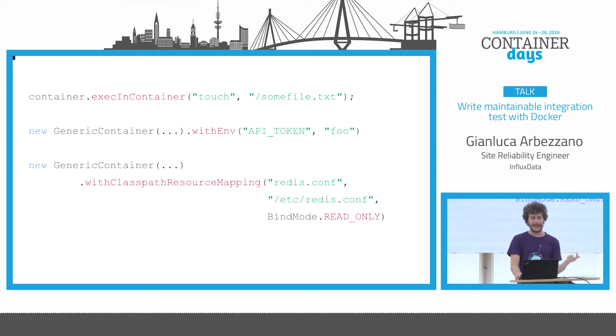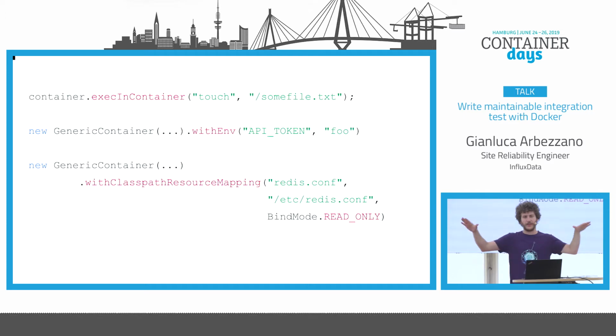This is how you exec inside a container. When you have a container running in Java, you can also do exec, and you can create a file, for example, touch some file. That's what it does. We can expose environment variables, or we can mount volumes.